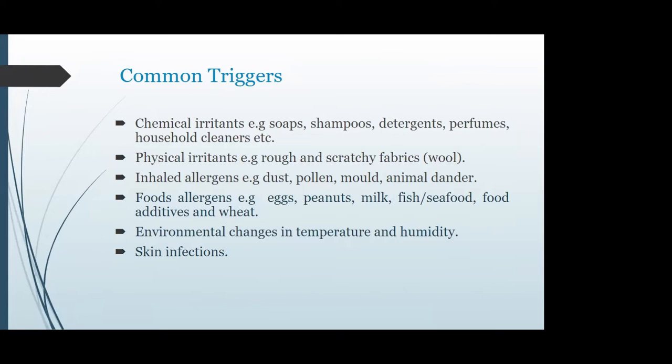Inhaled allergens like dust, pollen, mold, and animal dander. Some of the things that trigger asthma in adults or even older children are typically the things that trigger atopic dermatitis. So you can see a link between allergic conditions and atopic dermatitis. Some food allergens too, like eggs, peanuts, milk, fish, or seafood, and even food additives, as well as gluten, soy, and wheat, can trigger atopic dermatitis. Now, environmental changes in temperature and humidity, when we have hot, humid weather, can trigger it, and in case there is sweating, it can trigger atopic dermatitis, as well as underlying skin infections. Next, please.